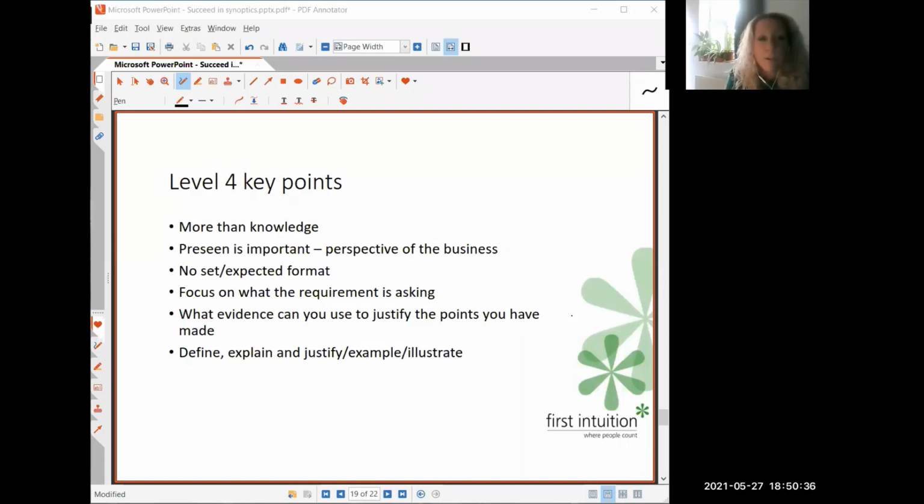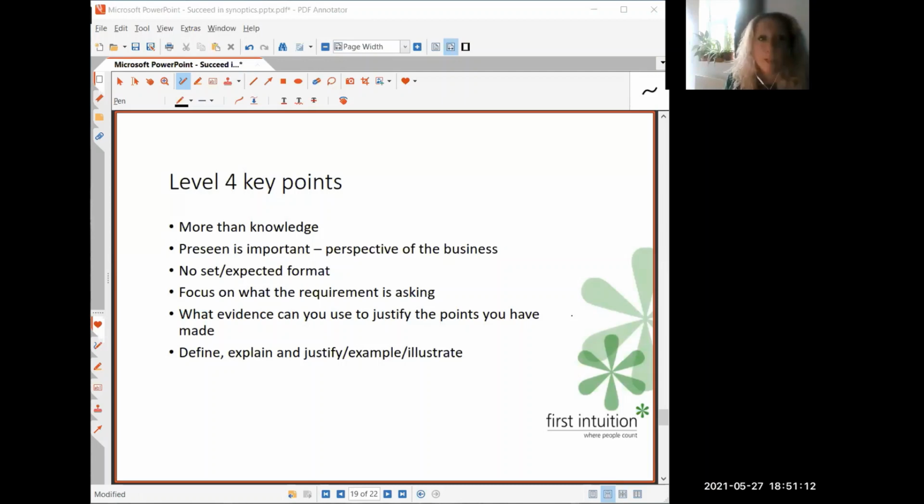You'll be given extra information. You've got to be able to interpret that additional information in the context of the pre-seen that you've been given. And the questions that you're asked, you have to make your answers relevant to that scenario in the pre-seen. It's about your understanding of that knowledge. It's about your ability to apply that knowledge. It's quite skills-based. And it's really testing more than just your technical understanding or your technical knowledge.